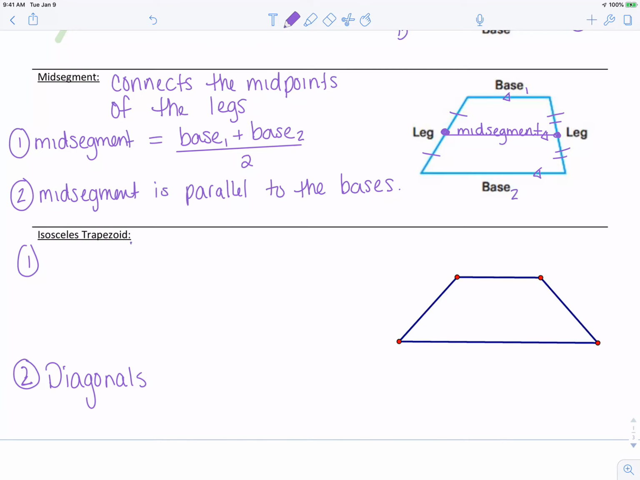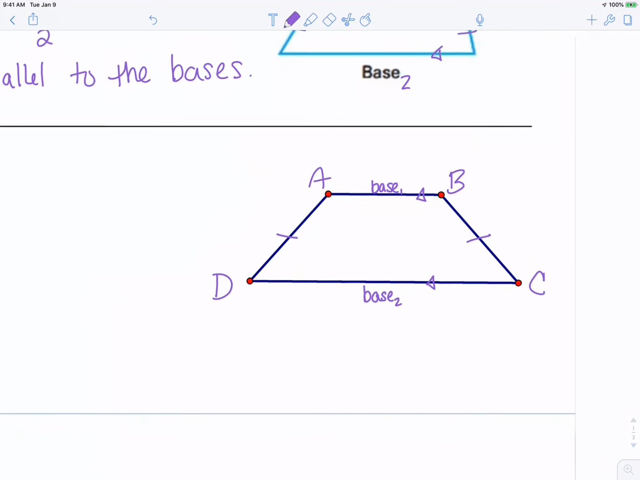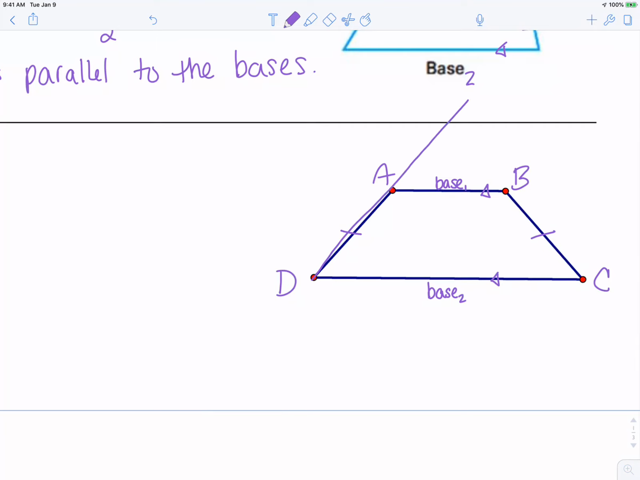Last we have the isosceles trapezoid. The isosceles trapezoid is a trapezoid where the legs are congruent to each other. So we still have a base and a base that are parallel to each other, but then the legs are congruent to each other. It's kind of like an isosceles triangle where the top just got cut off. So we got this isosceles triangle right here, and if we just chop the top of that isosceles triangle off, you have an isosceles trapezoid.